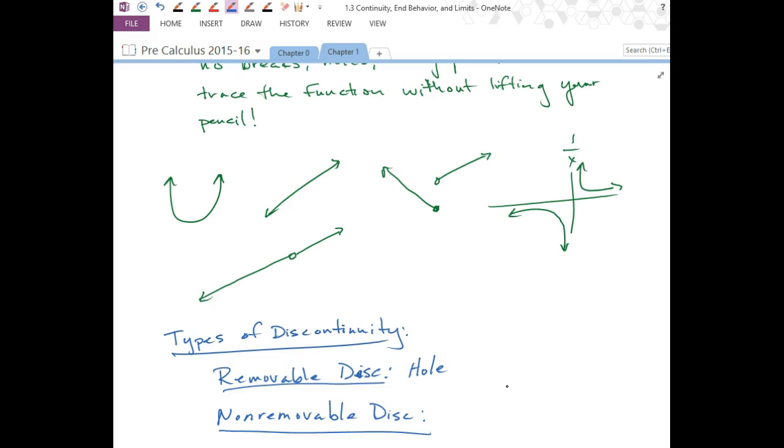Okay, so non-removable is if you have vertical asymptotes. What's an asymptote? An asymptote is like an invisible line that the function gets infinitely close to but never reaches. Or if you have a physical jump in the graph. So non-removable are super obvious because you really see the jump. There's like steps going on. Vertical asymptote or a jump.